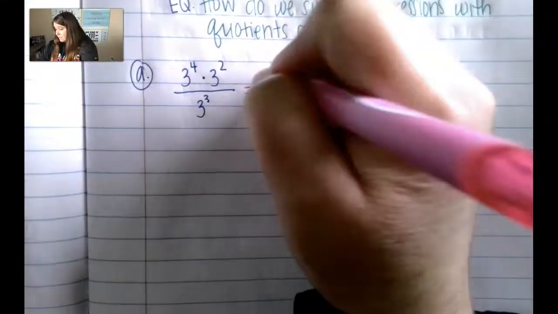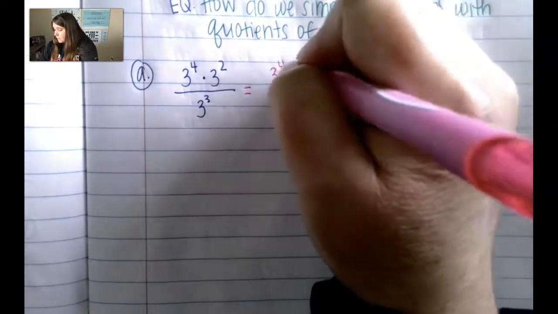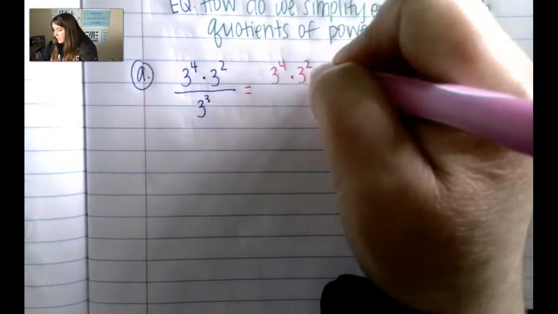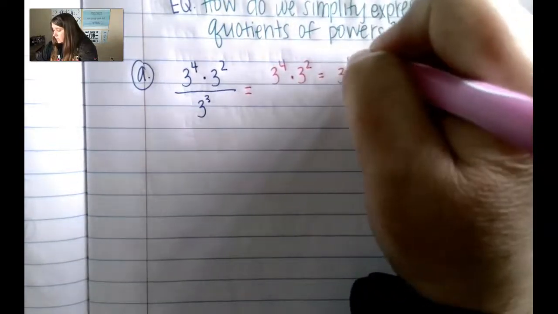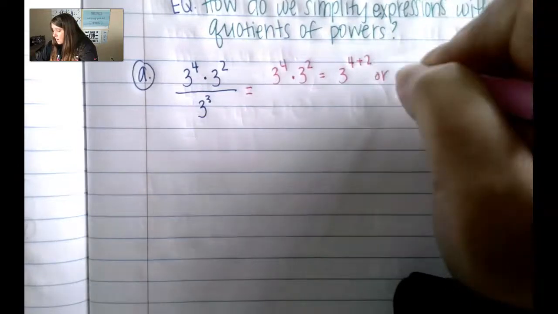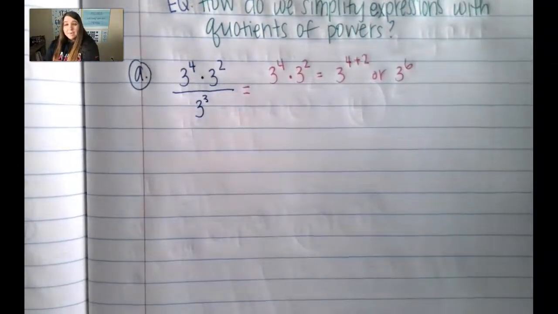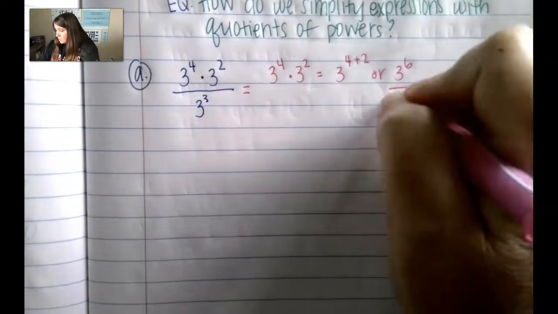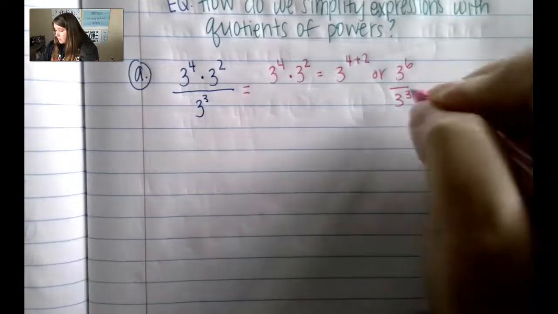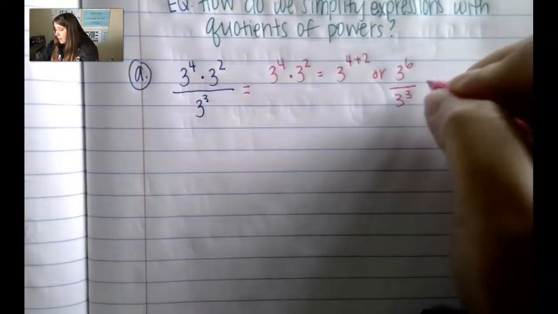So we're going to take 3 to the 4th times 3 to the 2nd, which looks like 3 to the 4 plus 2, or 3 to the 6th power. We can then divide it by this, which is 3 to the 3rd. And yesterday we learned that when we have division, we just subtract.